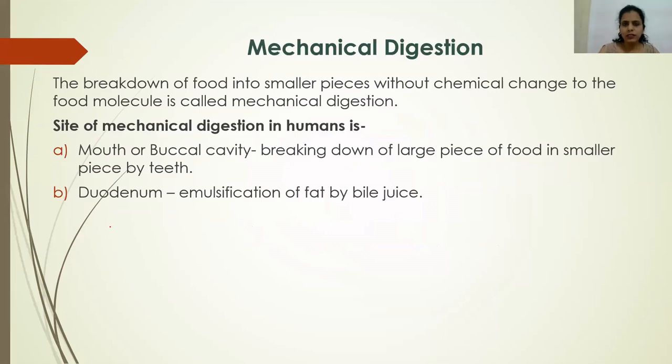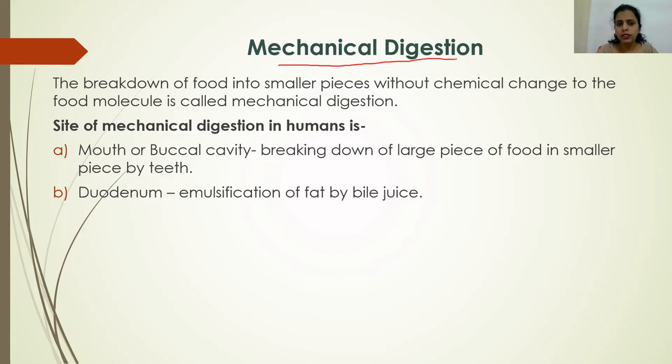So mechanical digestion is also known as physical digestion. What happens in the process of mechanical digestion is that the large piece of food which we eat is broken down into smaller pieces of food without any chemical change in the food. So the breakdown of food into smaller pieces without chemical change in the food molecule is known as mechanical digestion, and it is also known as physical digestion because there is no chemical change in the food molecule. Physically the food is being broken down into smaller pieces.